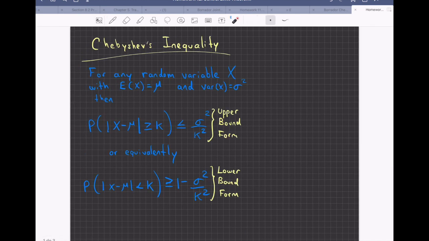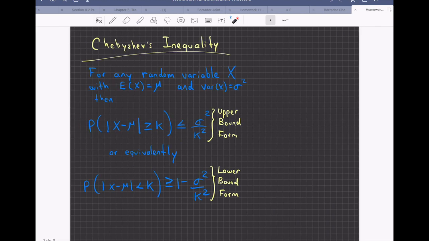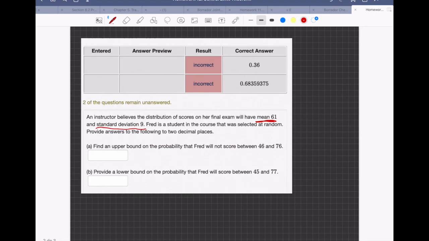I know that in the Chebyshev's inequality, it mentions the variance, and we are given the standard deviation. But remember that the standard deviation is the square root of the variance. So I will write it down later. But don't forget this: if you have the standard deviation, you can have the variance, and if you have the variance, you can have the standard deviation. And then Fred's a student in the course that was selected at random. Provide answers to the following to 2 decimal places.